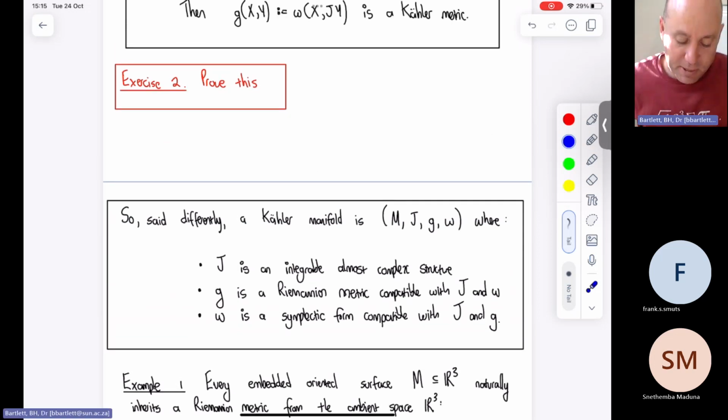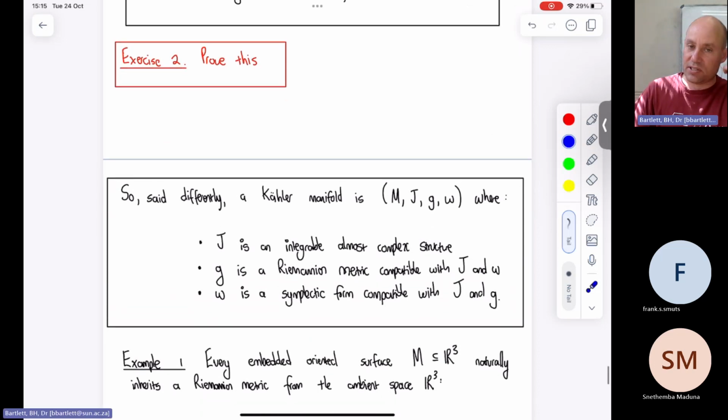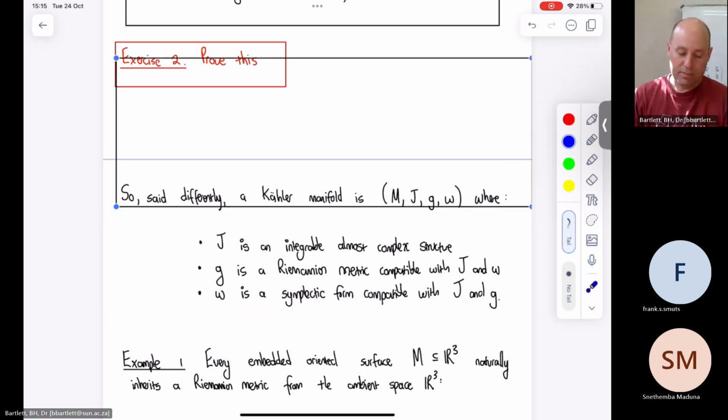Okay, so let's give some examples of Kähler manifolds. If you like complex geometry and you like Riemannian geometry, then you'll like Kähler manifolds, because that's where you have a complex manifold and a Riemannian metric. So just to carry on, my favorite example of a complex manifold is again a Riemann surface, but especially these surfaces embedded in R3. Those are nice examples because we can visualize them very easily. And every such embedded surface in R3 naturally inherits the Riemannian metric from the ambient space, right?